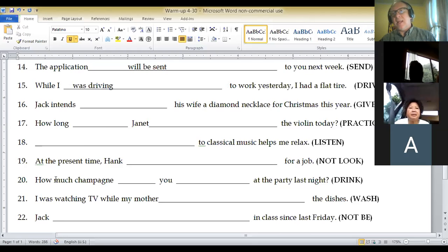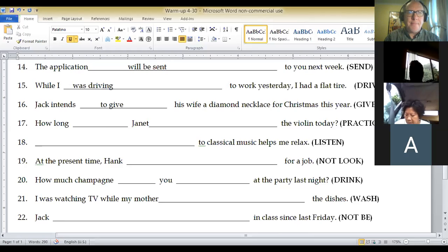Intend. Intend is about a future action, right? So it's just like plan and want. So what are we going to say? Intends? To give, exactly. Infinitive for all those future actions. We'll have a big lesson about gerunds and infinitives later in the semester.